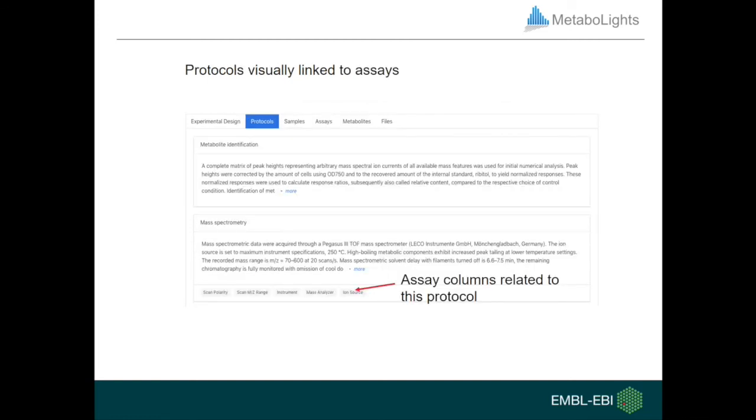The other thing is, for those who come and read the studies afterwards on the website, we enabled that the protocols are visually linked to the assays, because you can have many different assays in a study depending on what they're trying to do, and knowing how they actually did the protocol is really important for reproducibility.